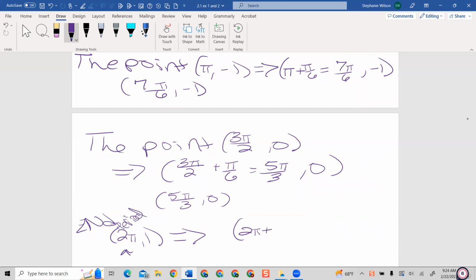I'm going to add on the phase shift, equal sign, gives me 13 pi over 6. And I'm going to leave the y value alone. So now I got 13 pi over 6, 1. So this one here was just solving the cosine wavelength.